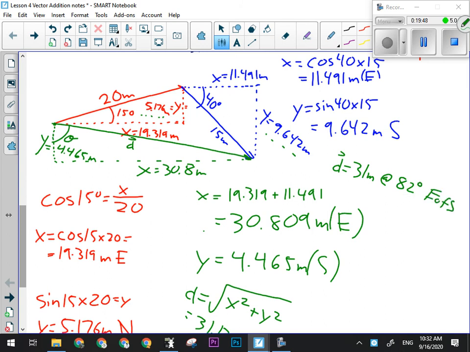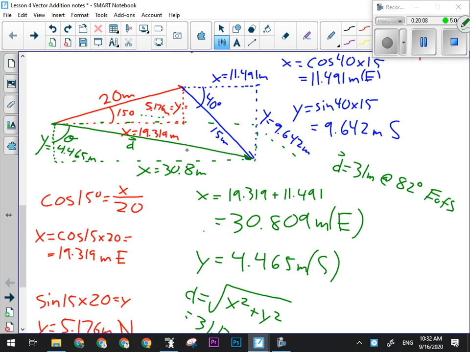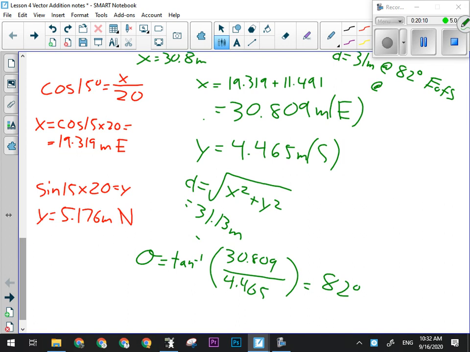Now, it is possible that you could have also drawn the triangle this way. I don't like to do it that way because then my diagram gets really confusing and busy looking. But if you did do it that way, that would be fine. You just would get a slightly different angle. You would get 8.3 degrees south of east. Either one of those would be correct in that situation because they're the same way.